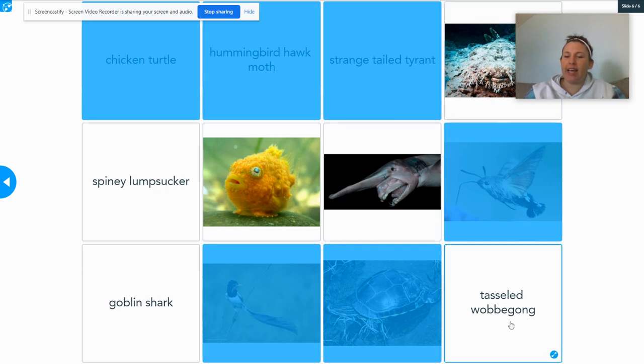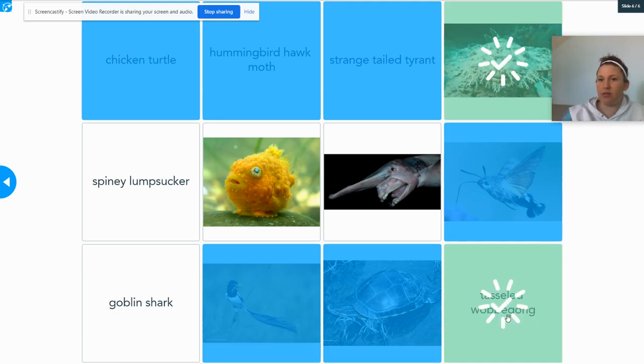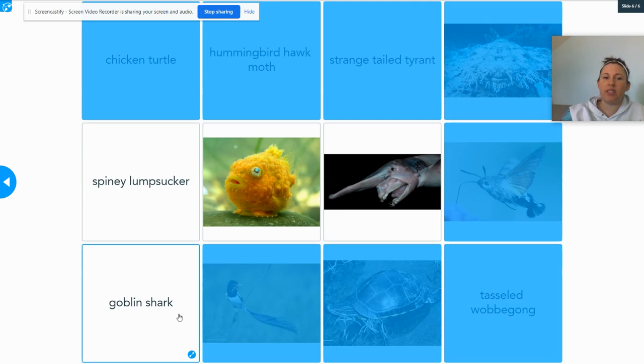So the next one says tasseled wobbegong. When I think of tassels, I think of little bitty things that hang. Like a lot of people have earrings that are tassels, so they hang down. So I'm looking to see which one of these animals has stuff hanging off of them. And I know I'm in the way a little bit. There's definitely this guy. He's got a bunch of stuff hanging off of him. Yeah. And then the next one is the goblin shark.